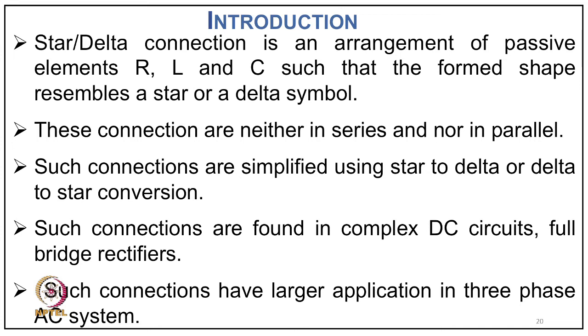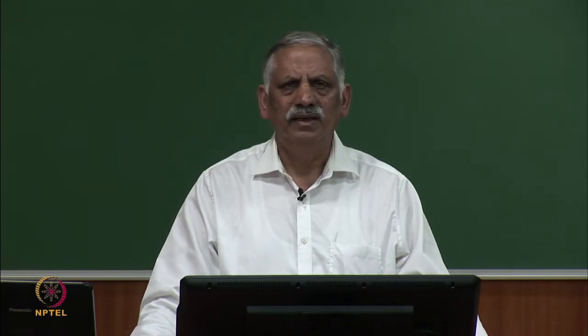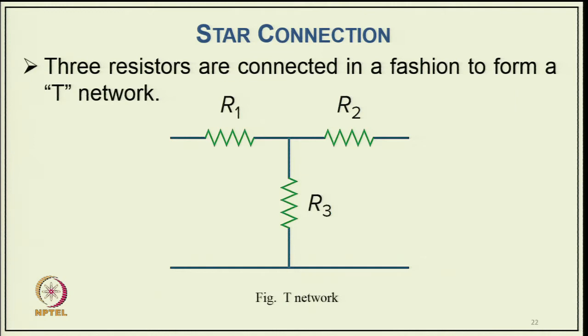Such connections are also simplified using a star to delta or delta to star conversion, and such connections are found in complex DC circuits like a full bridge rectifier. Such connections also have large application in 3-phase AC systems. Now, coming to the discussion of star connection, the representation for star connection is typically the Y, or you can call it 3 resistors connected in a fashion to form a T network.